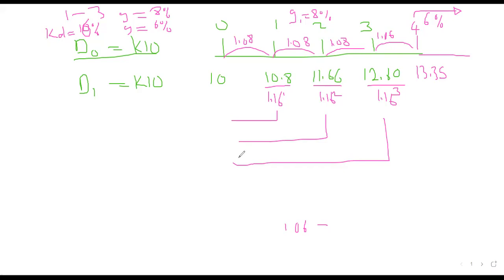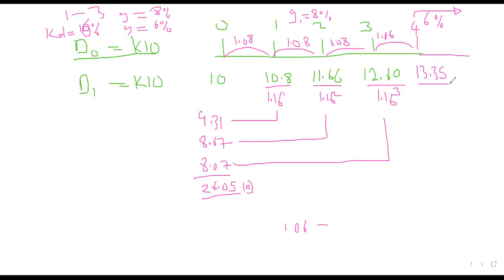What is the 10.8 worth today? That one will be 9.31. Are we together? How about 11.66? We're going to have 8.67. Are we together? How about the 12.6? What do we get? 8.07. Are we together so far? So the value of stock for the first 3 years is 26.05. So this is one of the formulas, part A.